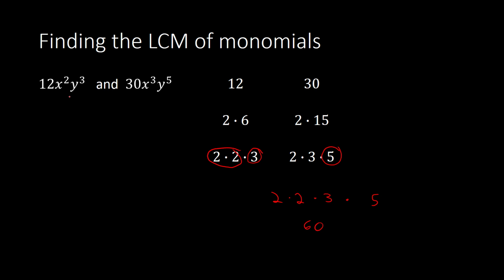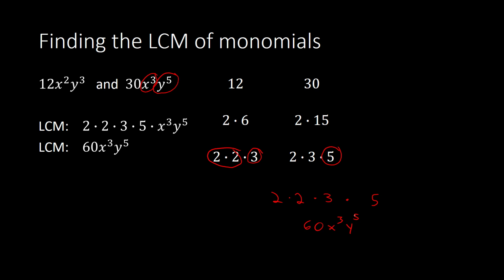Okay? And then looking at the variables, we use the same thought process and see which one has the most x's and which one has the most y's. Well, for the x's, this one has 2 x's. Over here we have 3 x's. Which one has the most? Well, it's going to be the one with 3. So we have 3 x's. And then which one has the most y's? This first one has 3 y's. The second one has 5 y's. So this one has the most with 5. So we take all 5 of its y's. And my solution would be 60, x to the third, y to the fifth power.